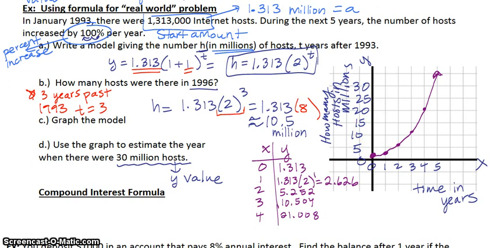Or in any real world situation, you can't have negative years. So when you're doing a real world graph, you will always start at 0.